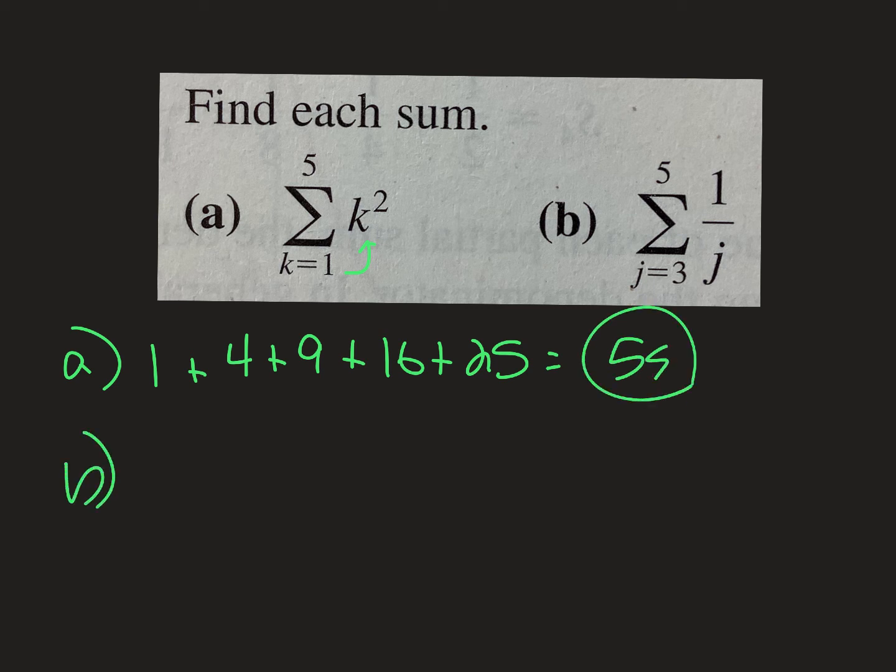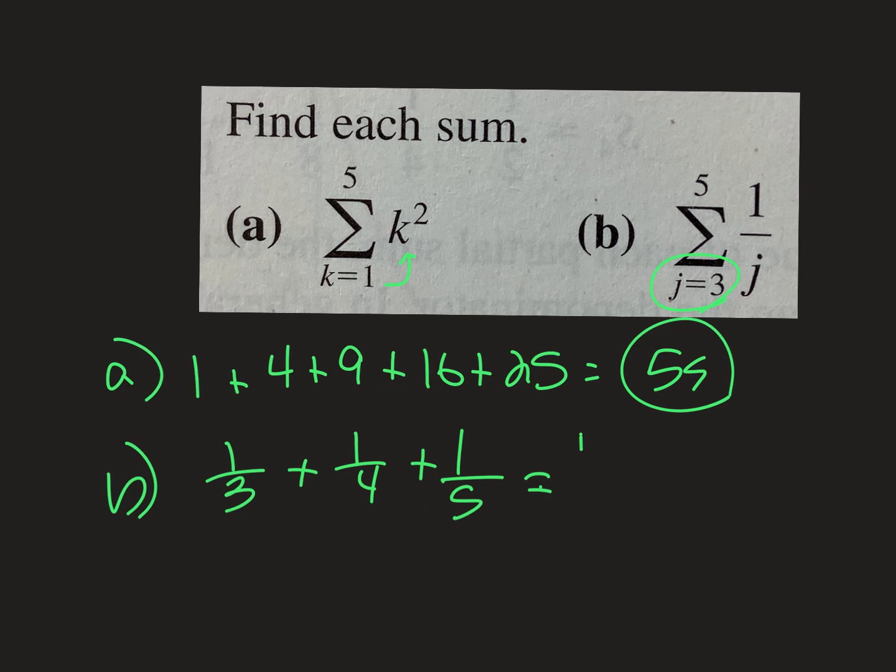And look at B also. Do the same thing here. Notice what's on the bottom this time, 3. So I'm going to plug in a 3 on the bottom, then a 4, then a 5. Going to add all those up together. LCD would be 60. And you're going to get 47 over 60 when you add those 3 numbers up. Okay, so that's all the sigma means you need to do. Sigma means sum or summation.